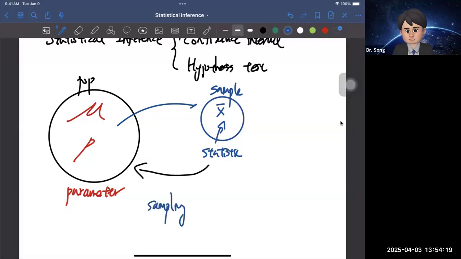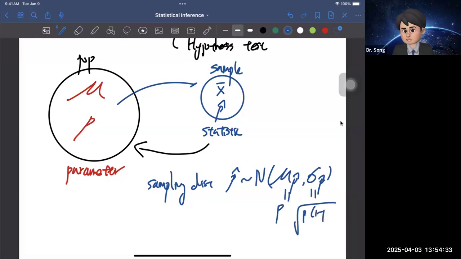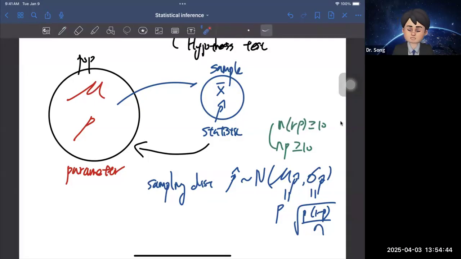And it turns out the sampling distribution for the sample proportion p hat follows a normal distribution with a mean equal to mu of p hat and standard deviation sigma of p hat. The mean is the same as the population proportion p, and the standard deviation is the square root of p times 1 minus p over n. As long as n times p is greater than or equal to 10 and n times 1 minus p is greater than or equal to 10, then we know that p hat follows a normal distribution.